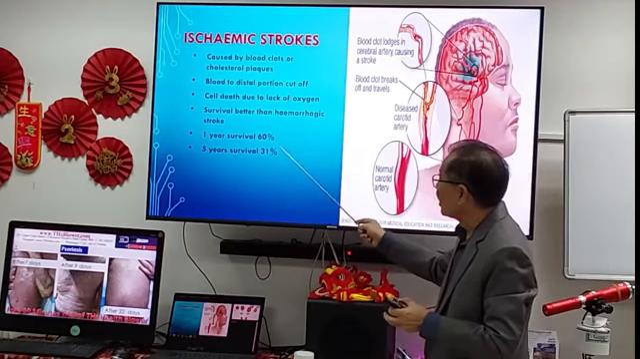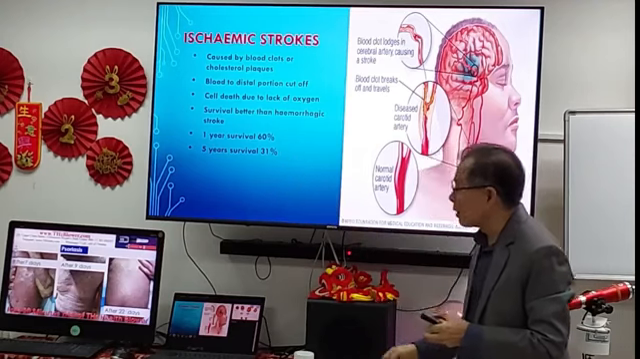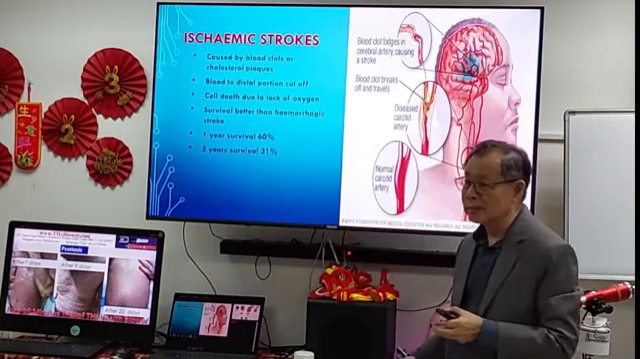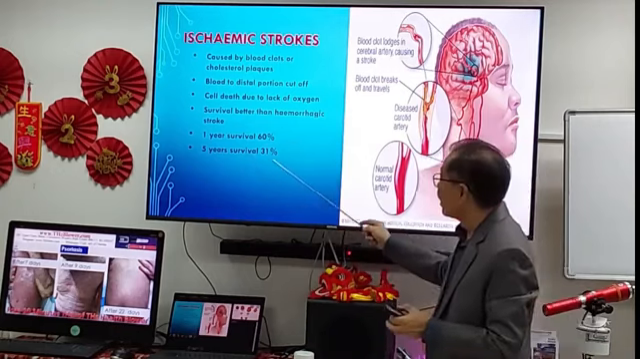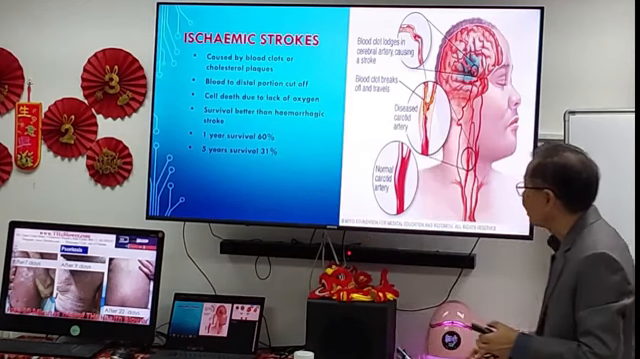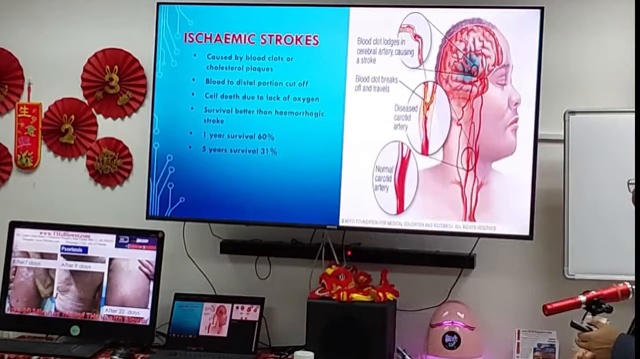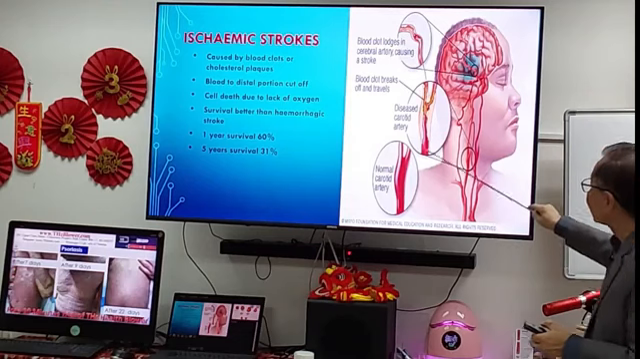So for stroke, these are the survival rates. One year survival is 60%, while 40% die. Five year survival is much less, 30%. So this shows you where it is.